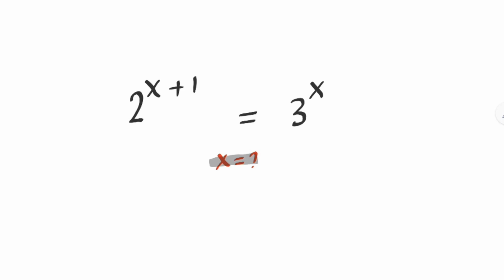Today we want to find the value of x from this given nice math problem. We have 2 raised to power x plus 1 is equal to 3 raised to power x. I believe you can solve this. I want you to try it and give your answer in the comment section.